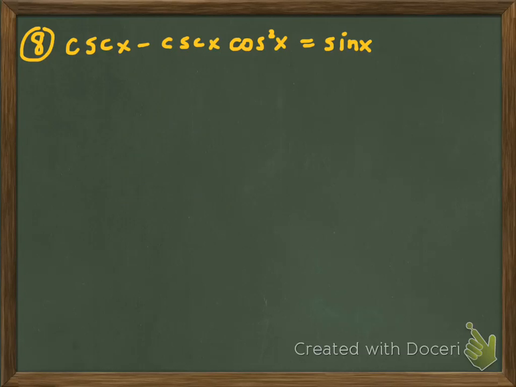You should always look for things they have in common to take out. So we're going to take out cosecant x. When I take cosecant x out of cosecant x, what's left? 1. When I take cosecant x out of cosecant x times cosine squared x, what's left? Cosine squared x. We're on the left side, so I don't want to confuse you. We're not even looking at the right side, because the object of the game is to get the left side to be sine x.